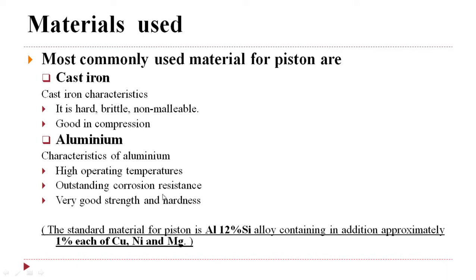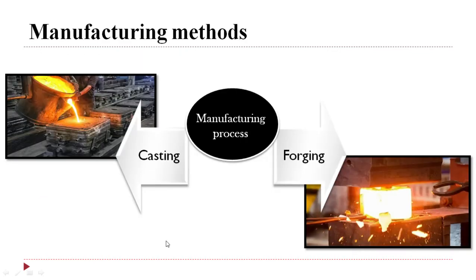But there are some advantages of aluminium over cast iron, like it is light in weight, and the density of aluminium is one third that of cast iron. It gives less vibration at high temperature. So we are using aluminium over cast iron most of the time. The standard material for piston is aluminium containing 12% of silicon and approximately 1% of each of copper, nickel and magnesium. The next part is manufacturing methods.